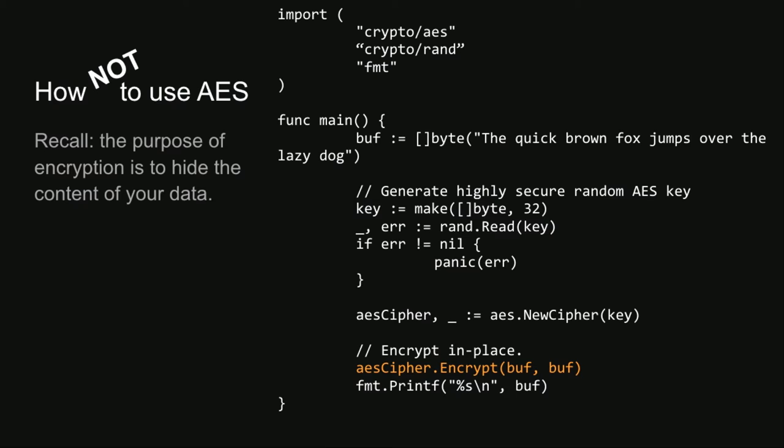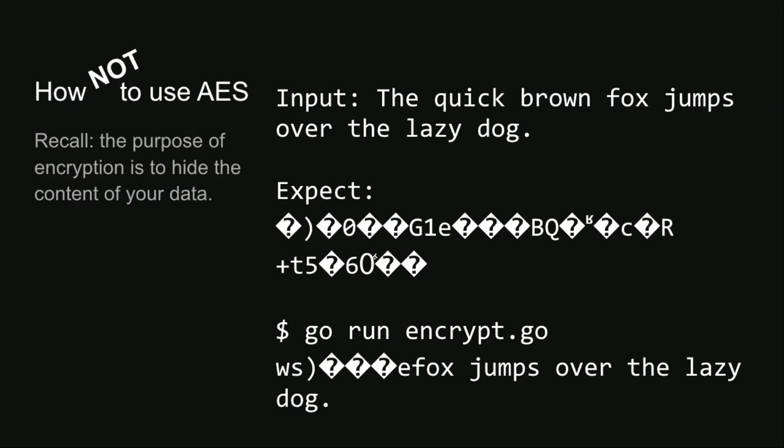So we have our input, quick brown fox, and what we'd really expect as output here is a bunch of noise. It's encrypted data. It's meaningless unless you have the secret key. But what we actually get is that string on the bottom, where you can see there's a little bit of noise, but then the rest of that buffer looks pretty familiar. And in fact, it's most of our message. Most of our input string has not been encrypted here.